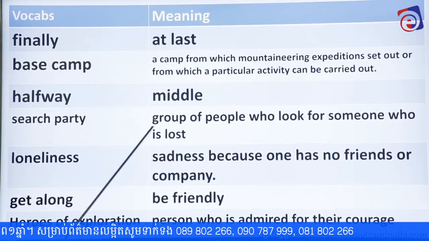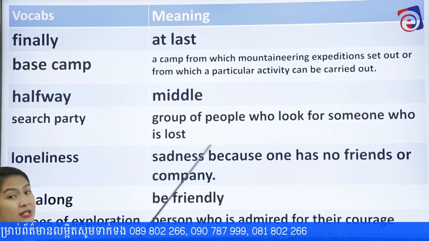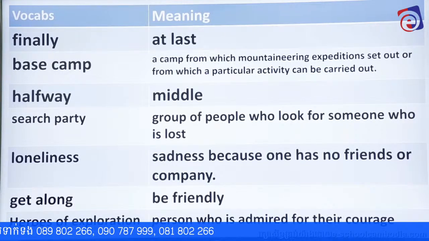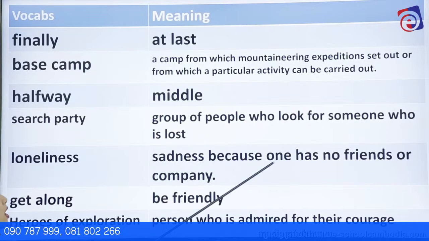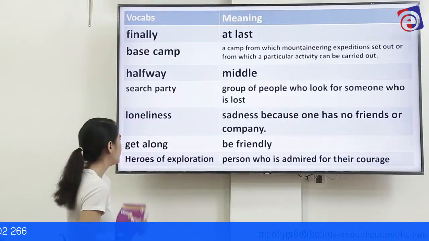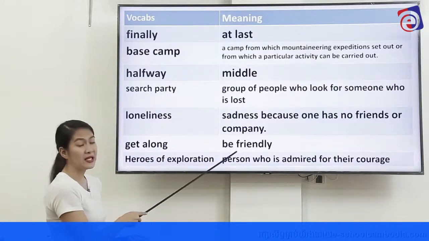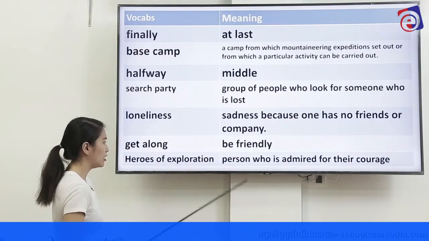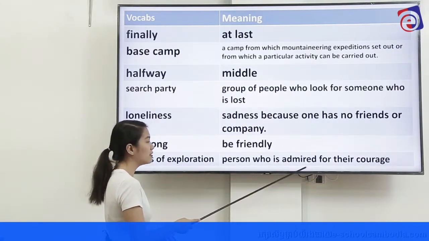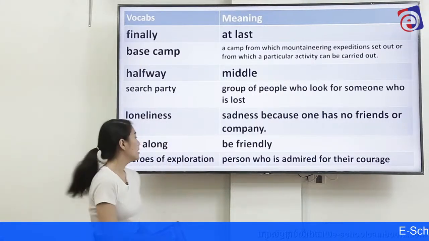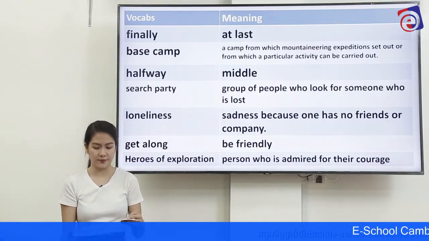Search party, a group of people who look for someone who is lost. So if you're lost, we're going to have some search party so we can find you. Loneliness, sadness because one has no friends or company. For example, if you're alone, you feel lonely. Get along, which means be friendly. Heroes of exploration, person who is admired for their courage. So, Burke and Wills were called heroes of exploration.